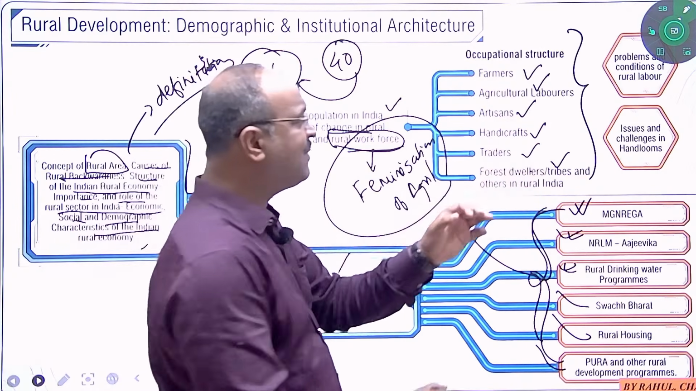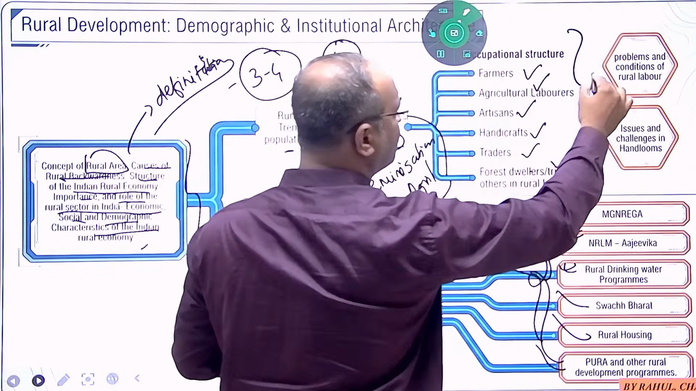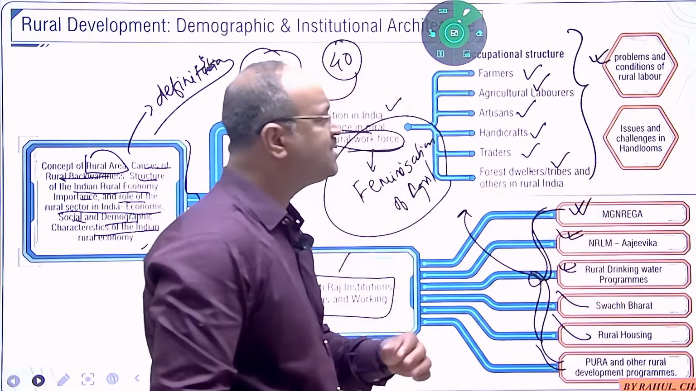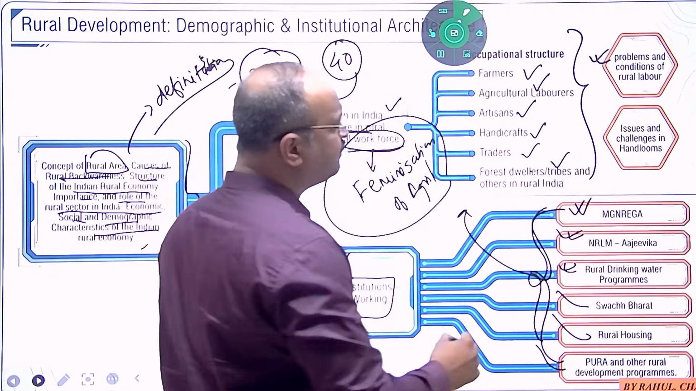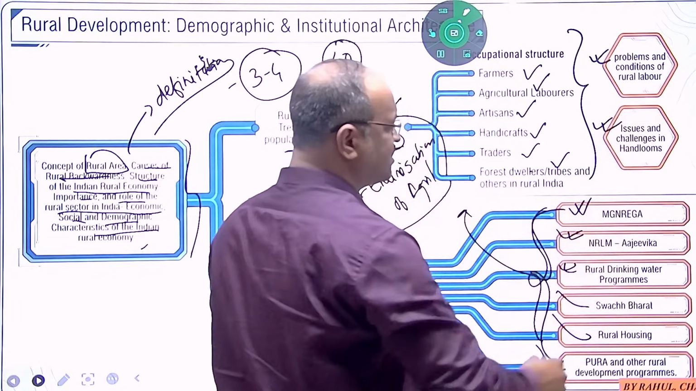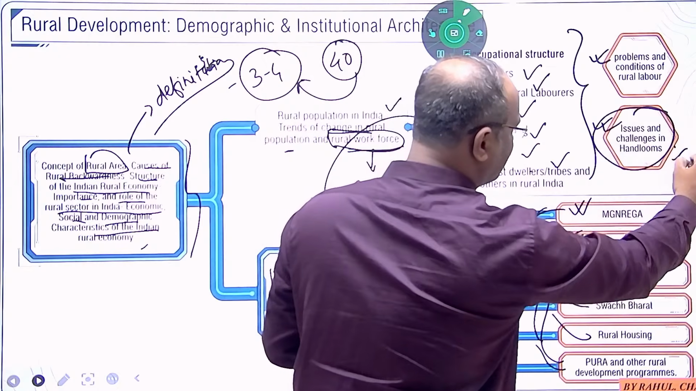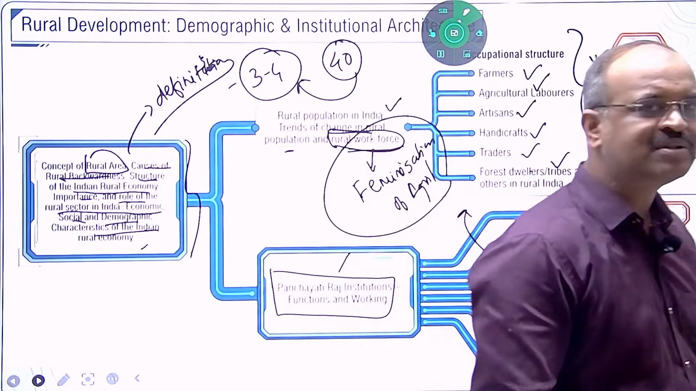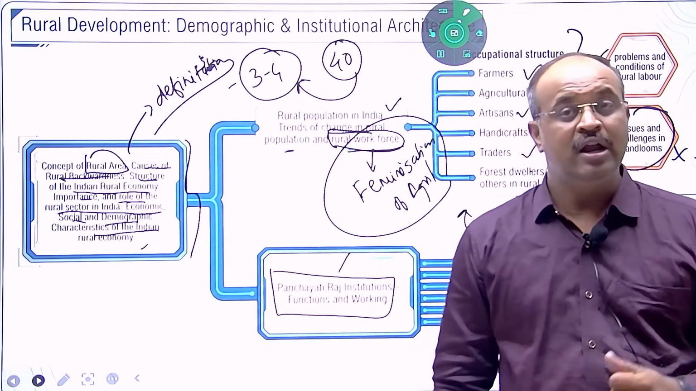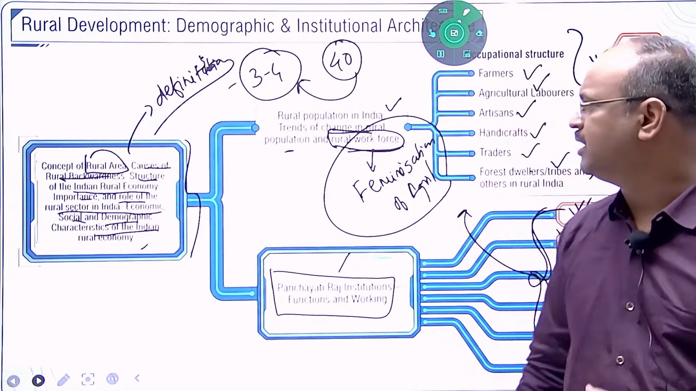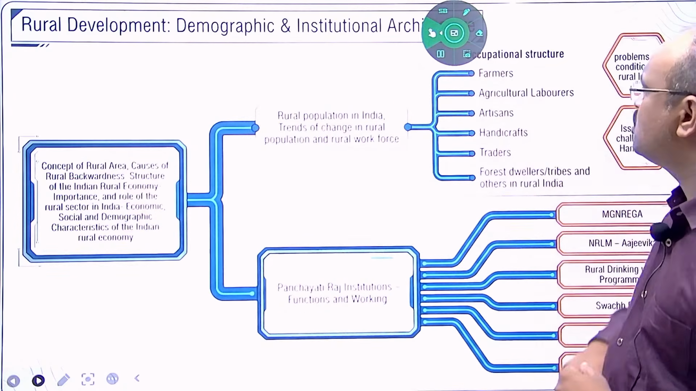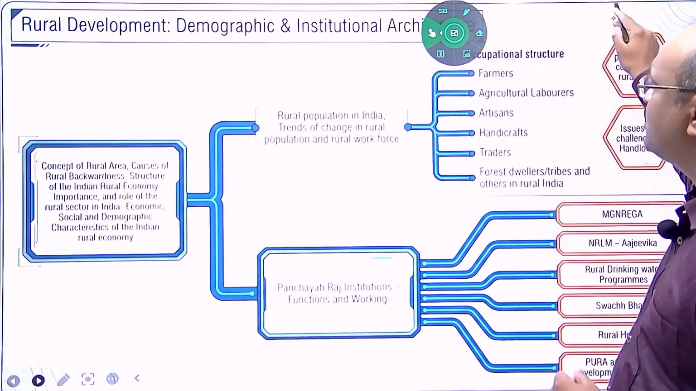But what questions can be asked? For the descriptive paper, they can ask about the problems and conditions of the rural labor, and issues and challenges in handlooms. Again, this is not that important a topic. Just the problems and conditions of the rural labor force, that can be the question. Getting? So that is all about the syllabus.